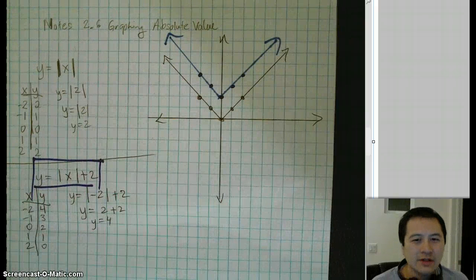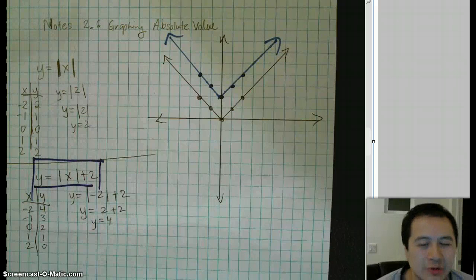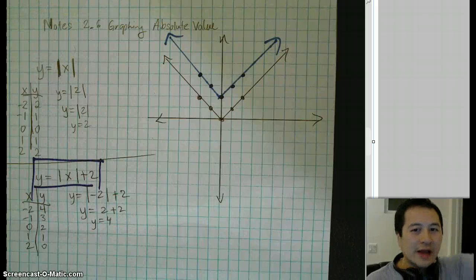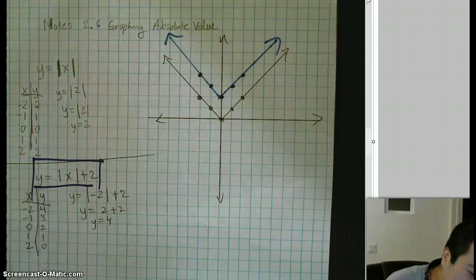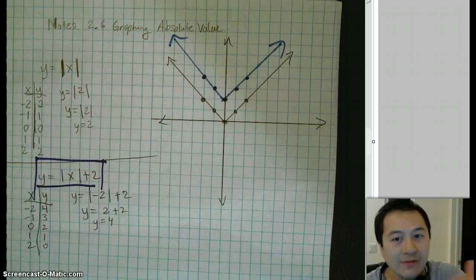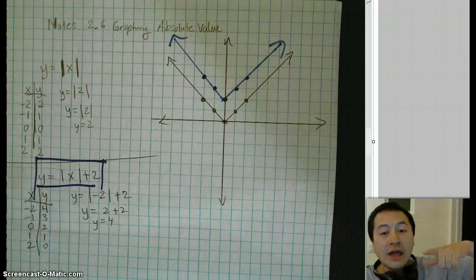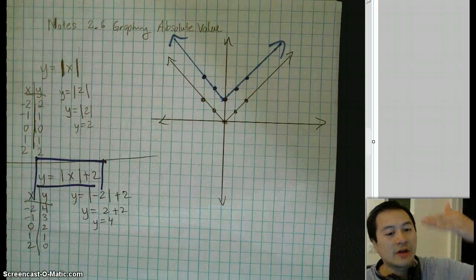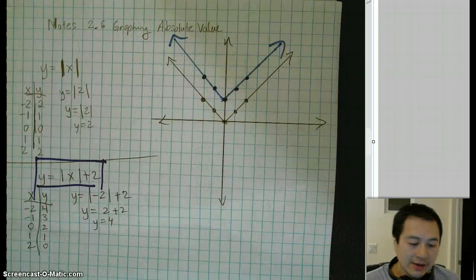Alright, take a look at that. Compare that to the parent function. What did that 2 on the outside do? It looks like it shifted up 2. So if you see any number on the outside, it's known as a vertical shift. If it's a plus 5, it's going to move the parent function up 5. If it's a minus 2, it's going to move the parent function down 2. Very good. So let's do another one.